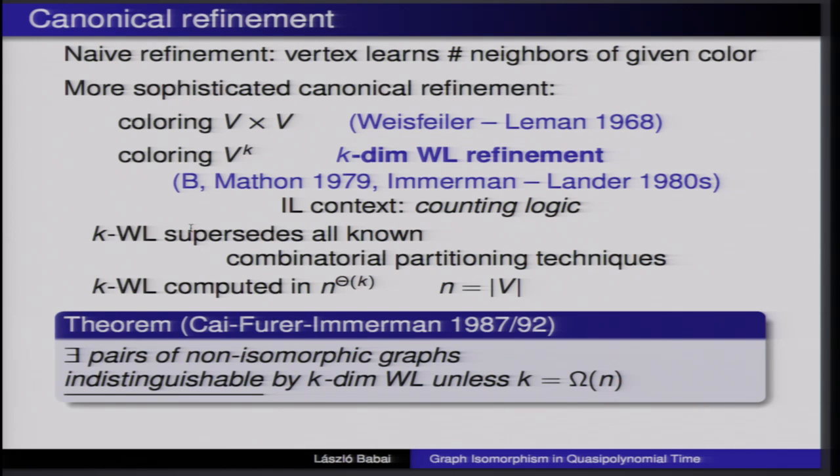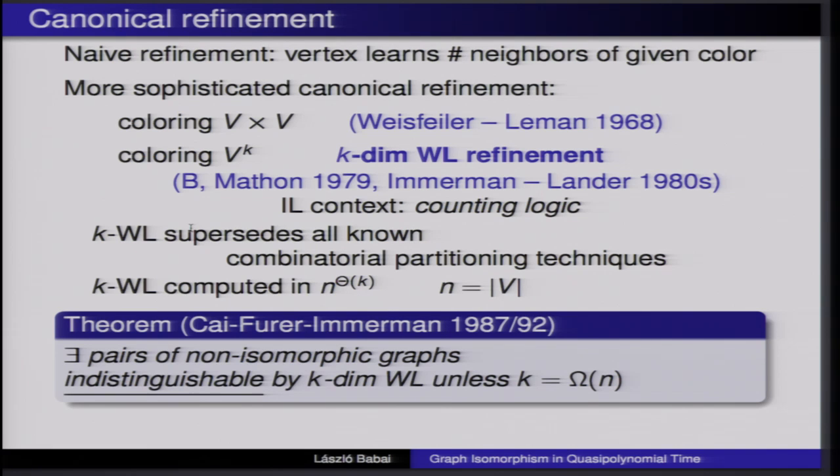And the striking result of Cai, Fürer and Immerman from the late 1980s is that there exist pairs of non-isomorphic graphs that are indistinguishable by k-dimensional Weisfeiler-Lehman unless k is as large as a constant times n. Now, if k is as large as a constant times n, then n to the theta k is not even simply exponential, it is of factorial magnitude, so that is completely hopeless. So this eliminates the hopes of solving graph isomorphism just by pure combinatorial ideas.